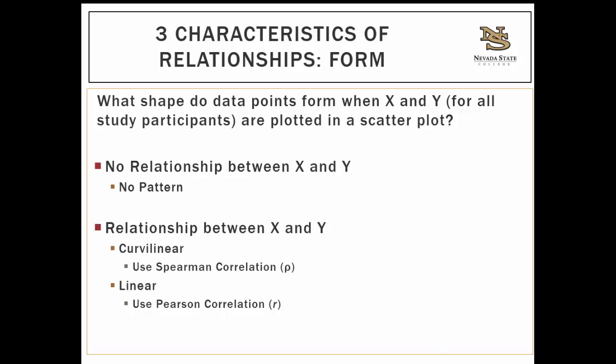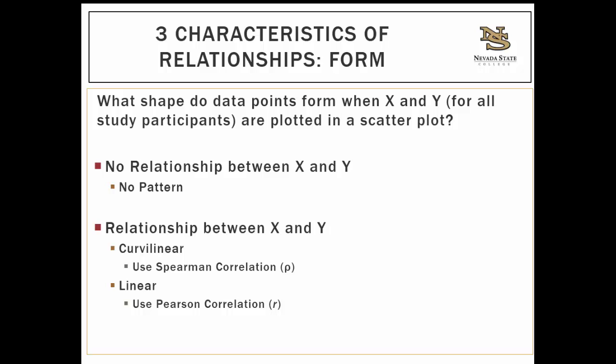We are plotting the value for x and the value for y for each study participant. So the value for x goes along the x-axis, the value for y goes along the y-axis, and we're going to have dots in our graph. And each dot represents one person's score on x and y. And you'll see plenty of examples in this lecture.